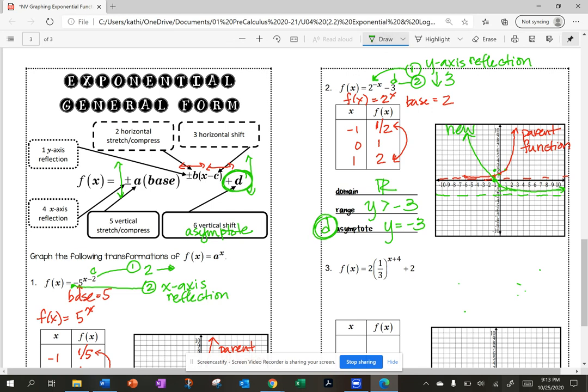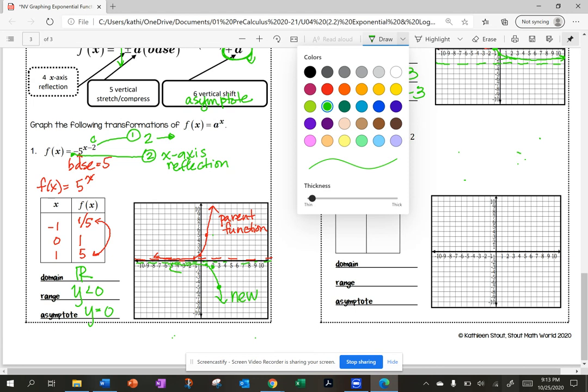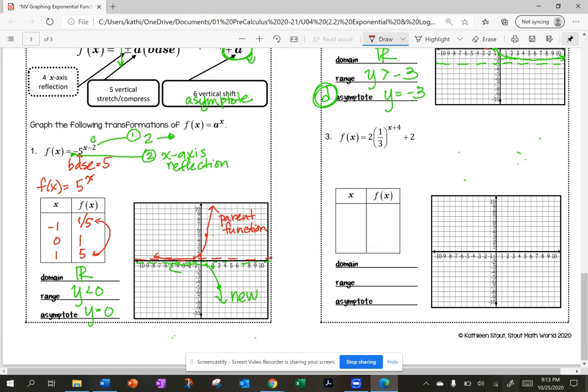All right, I'm going to do another example for you. These have 3 transformations. The other 2 examples had just 2. So I'm starting out with, I want to identify the base and what the parent function is for the base. 1/3 is what I have my exponent raised to. So I know 1/3 is my base. So my parent function for this is y equals f of x equals 1/3 to the x.